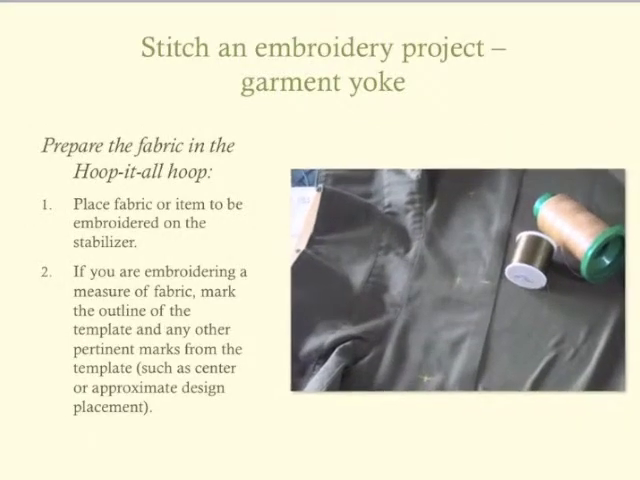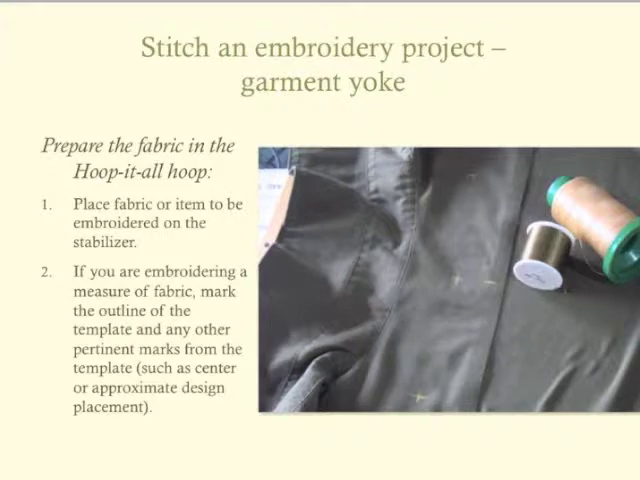To prepare my garment, I removed tags from the wrong side and marked a center line. I then aligned the center marking on the wrong side with a center line on the Hoop It All template under the hoop, while I aligned the yoke bottom with one of the lines on the template, thus properly aligning and centering the yoke within the hoop. The yoke was then hand-pressed into place on the stabilizer.